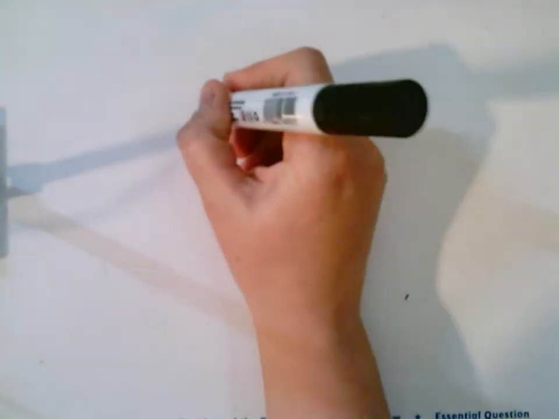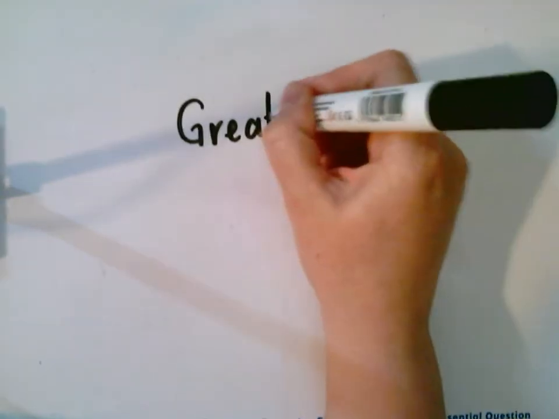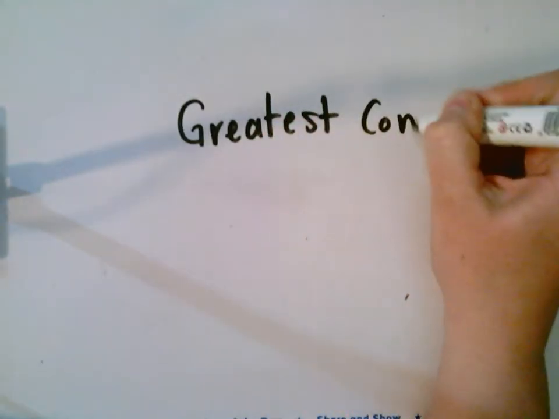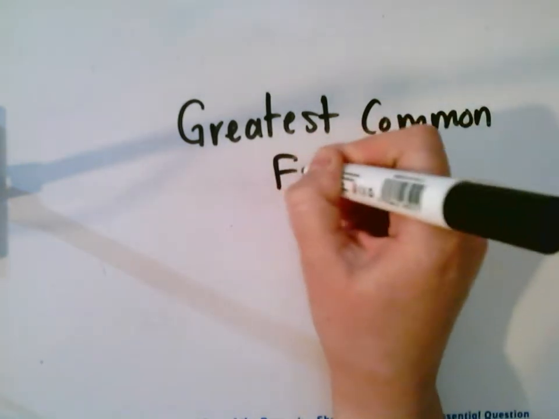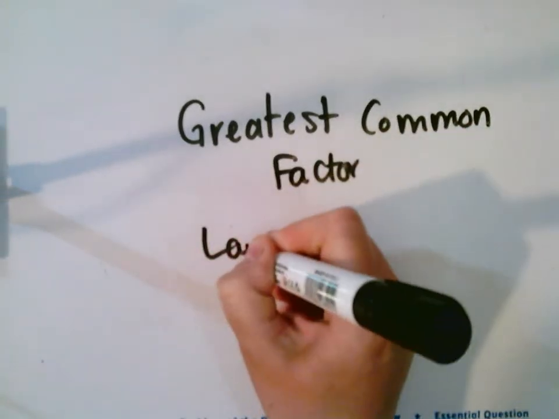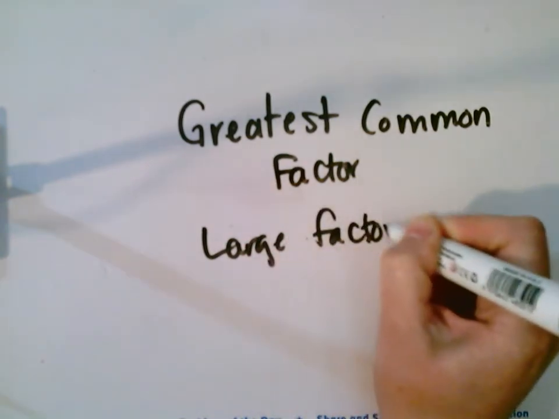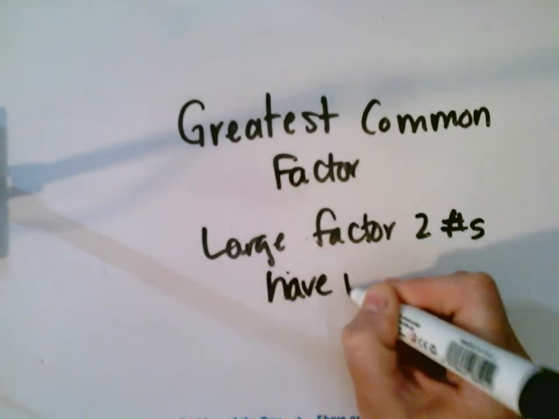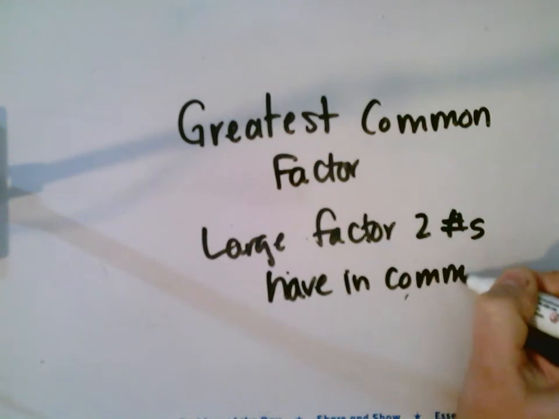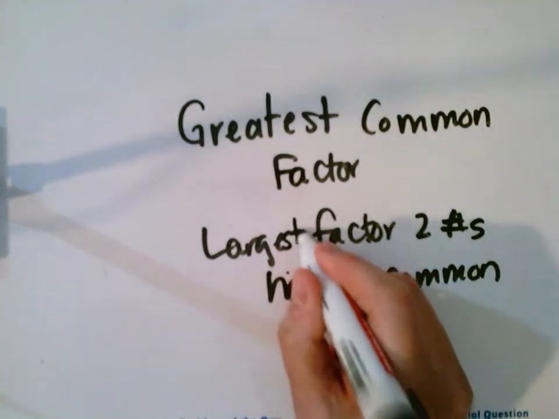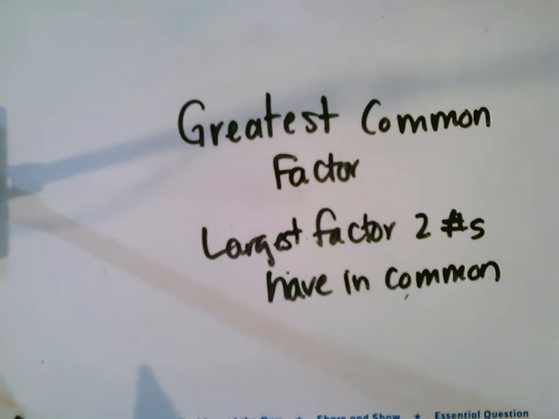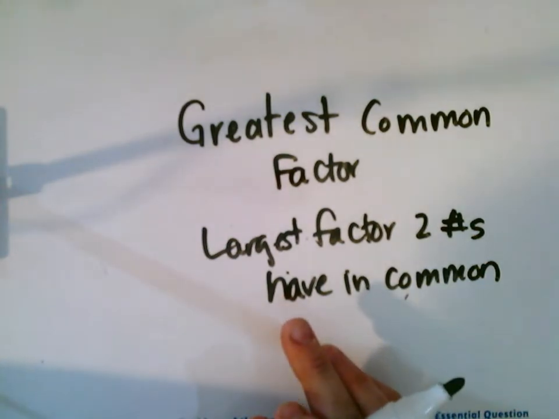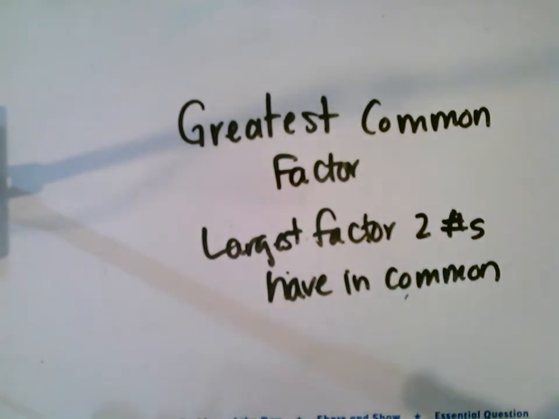All right, so we need to find the greatest common factor when we are factoring our expression. So the greatest common factor is the largest factor two numbers have in common. So we are going to take a look at some numbers and find their greatest common factor, and then we're going to use that to help us factor out our expressions.